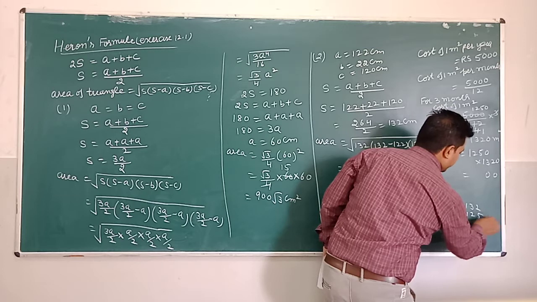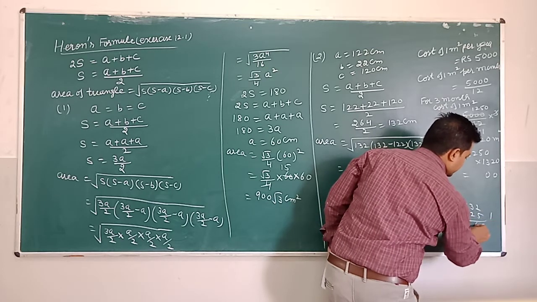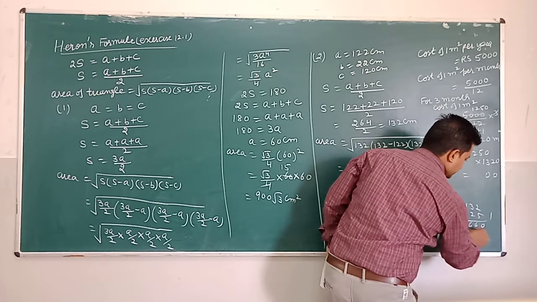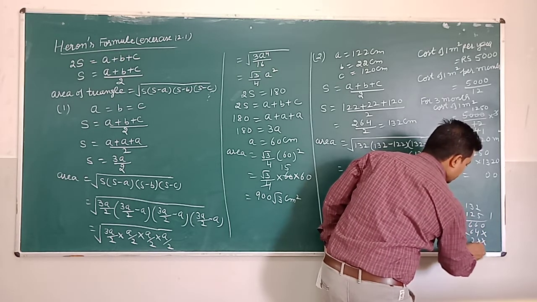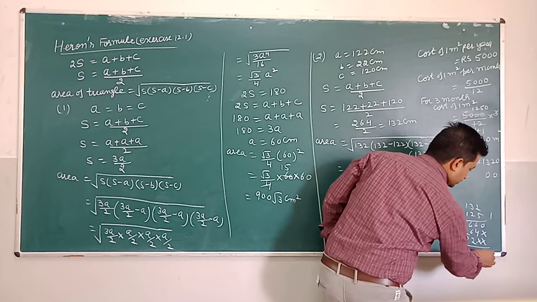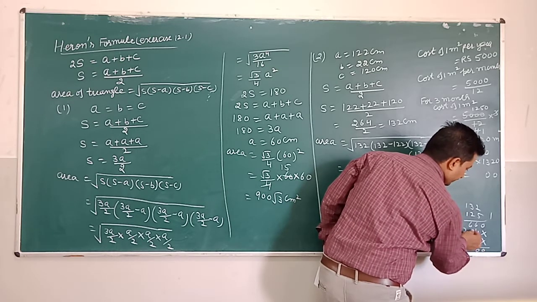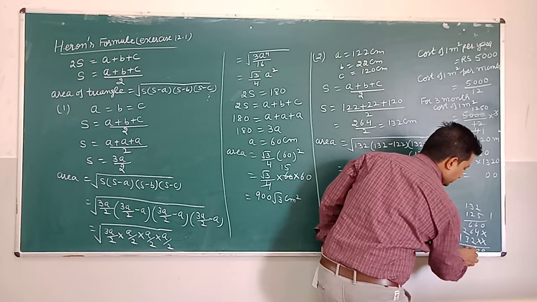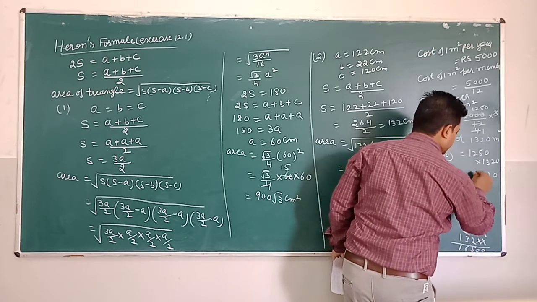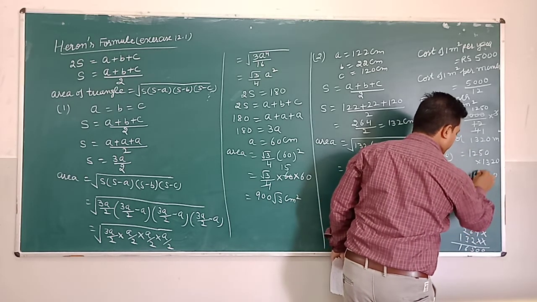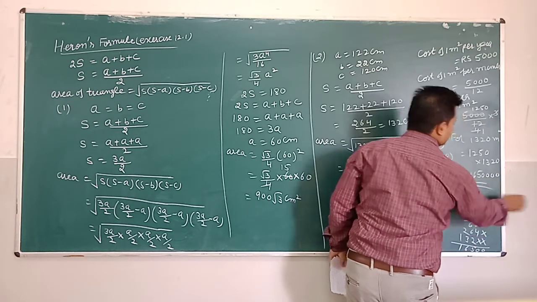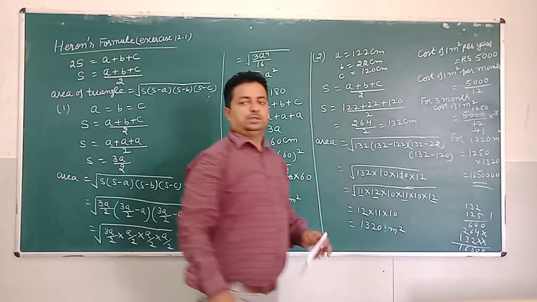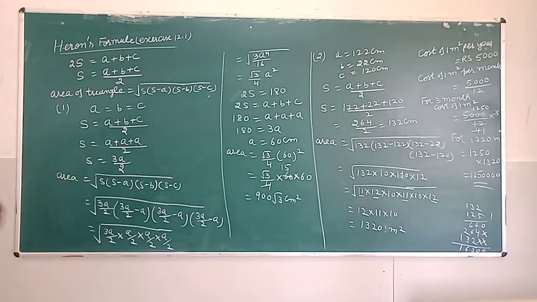Multiplying 132 into 125 and carrying through the digits, the cost comes to rupees 16,50,000. This is the cost of advertising.